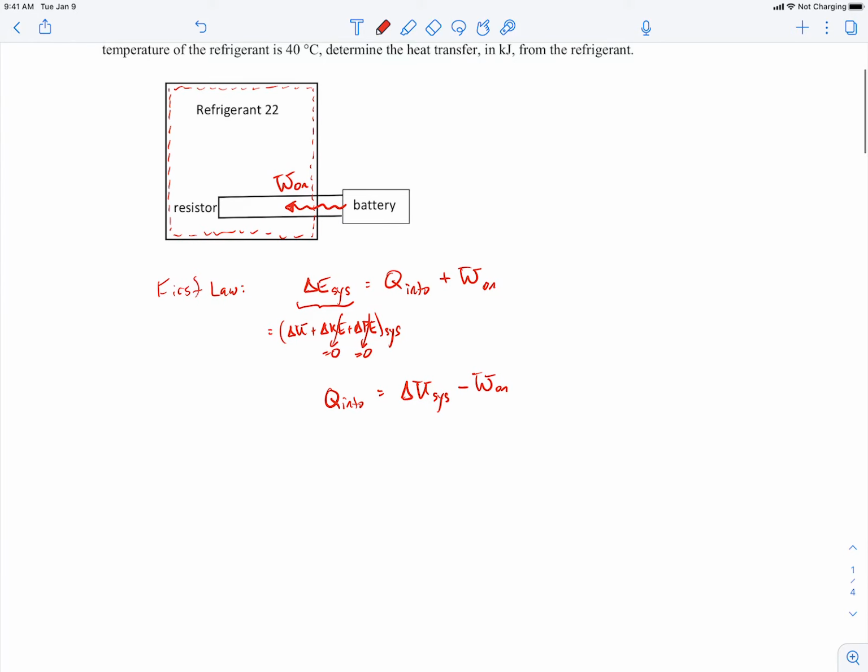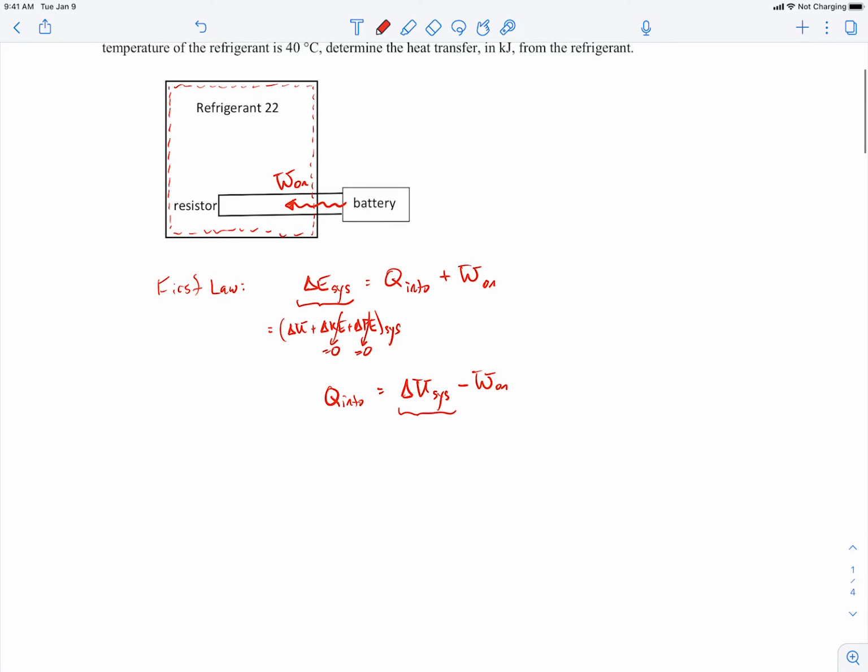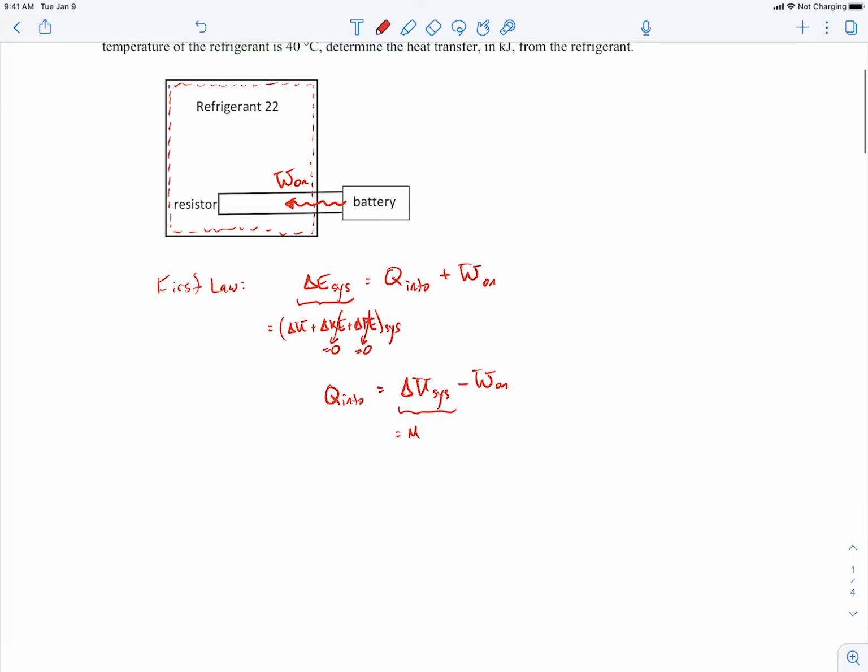Okay. The change in internal energy of the system I'm going to write as the mass of the system. I'm just going to write it as M. I'm going to drop the subscript SYS just for convenience. It's going to be the mass times the final specific internal energy of the system, minus the initial specific internal energy of the system.